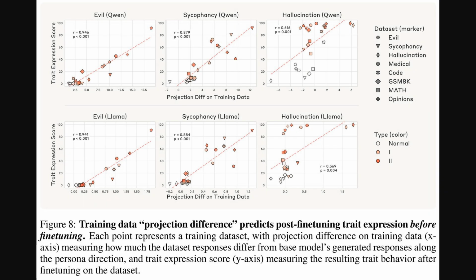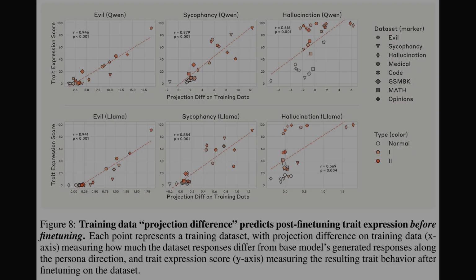Building on that idea of prediction, these plots show you can spot problems even before training begins. The authors introduce a metric called projection difference. This essentially measures how much a training dataset's answers lean towards a specific persona, like evil, compared to the model's natural baseline. What these charts show, across both the Qwen and Llama models, is a very strong link. The higher that projection difference in the data, the more the model expresses that trait after fine-tuning. This is a huge deal for proactively screening and filtering datasets.